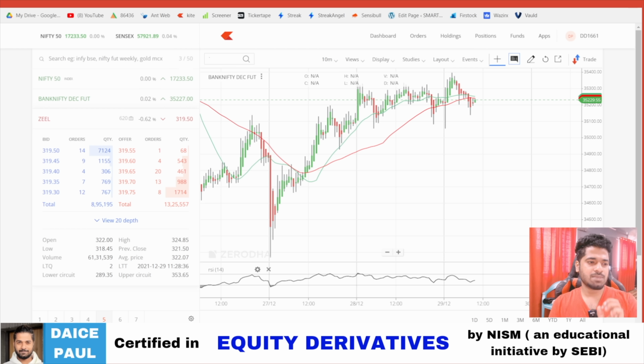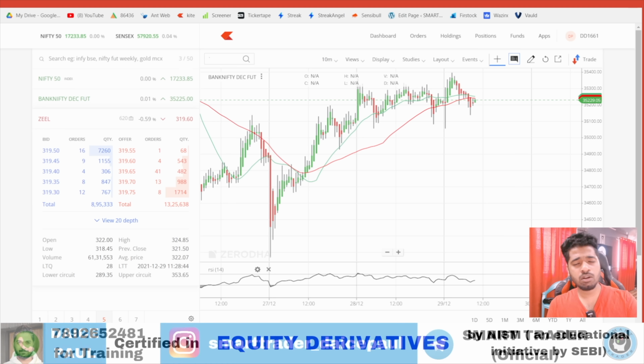Okay. So this is a simple tip for the beginners or the traders who joined recently, who are trading in options and having a lot of problems in directions. Also stock traders.